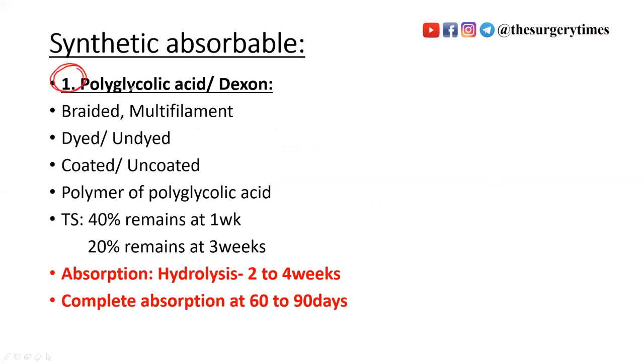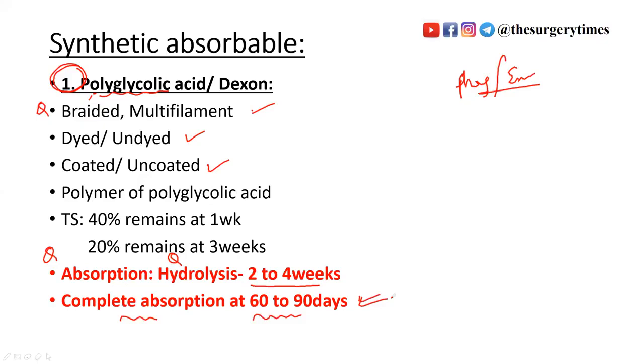Dexon is otherwise called polyglycolic acid. It is braided and multifilament. It can be dyed or undyed, coated or uncoated. Leave it. What is important is that it is braided and multifilament. Tensile strength is not important here, and absorption is by hydrolysis, because till now we have studied phagocytosis or enzymatic reaction, but here it is hydrolysis, up to 2 to 4 weeks. Complete absorption occurs by 60 to 90 days, like chromic catgut.